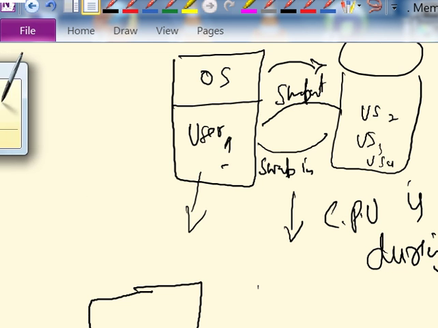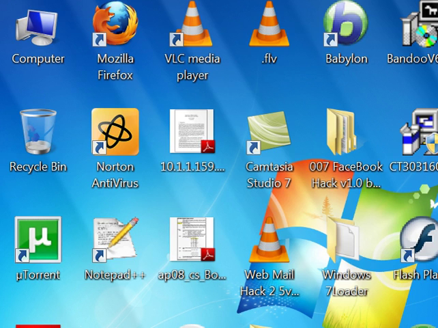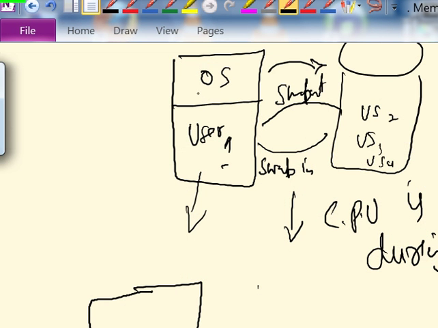So anyways, what I'm saying is, now, during swap in and swap out, the CPU is unavailable. So we want that the CPU should be available.